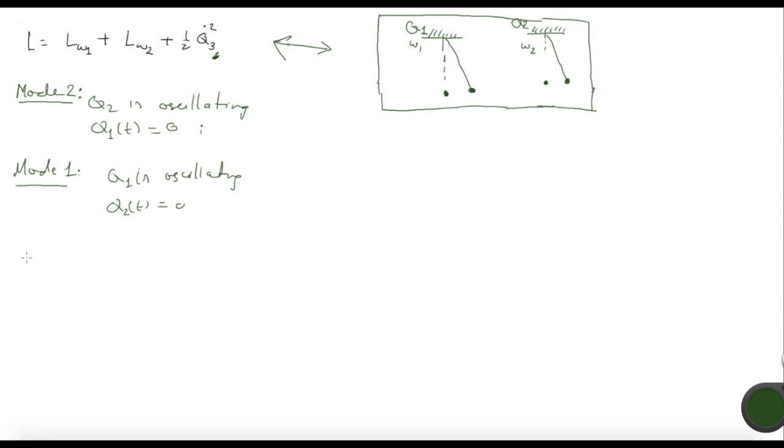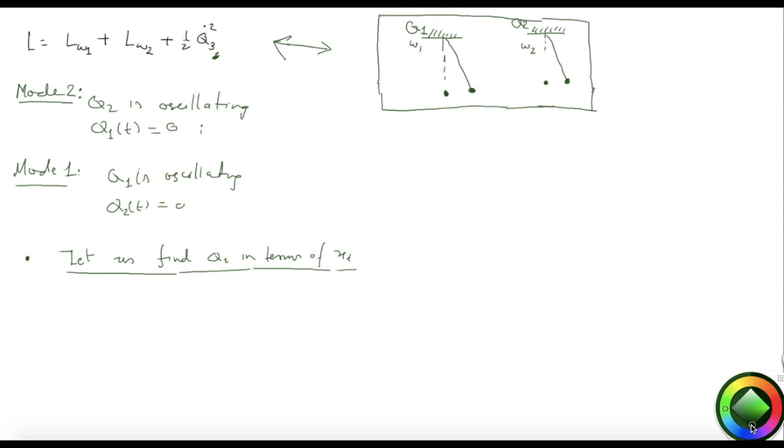So let me write down in short that, I hope you understand what you are saying. So let us find the qi's in terms of the xi's. That's our task now. Let me use black. Good, and that is not difficult.